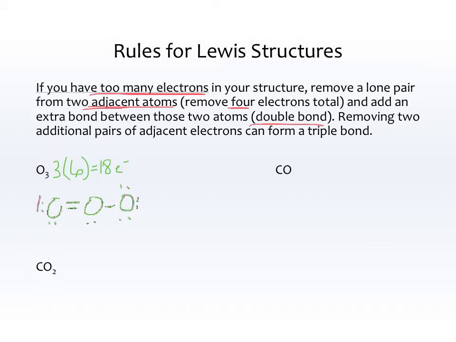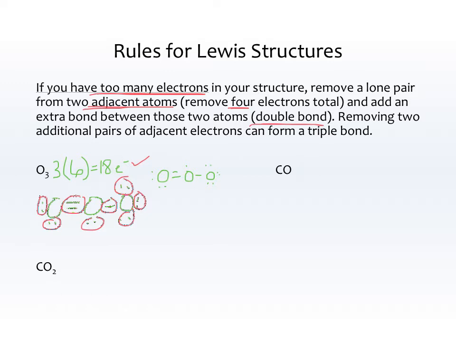Now let's count. 2, 4, 6, 8, 10, 12, 14, 16, 18 equals 18. Check. So that was O. Just to make sure you've got a pretty picture. All right, let's look at CO.